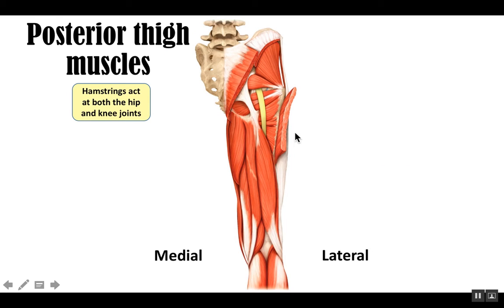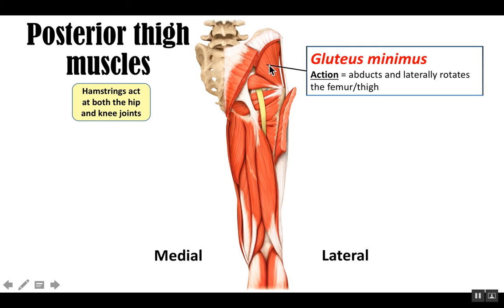In this view, we're looking more at the thigh, but the posterior thigh. We've cut away the gluteus maximus. We've cut away the gluteus medius. And if you were to do that, you would find this guy here, which is the gluteus minimus. So those gluteal muscles are actually three layers: minimus, medius, and maximus. The minimus abducts and laterally rotates the femur or thigh.